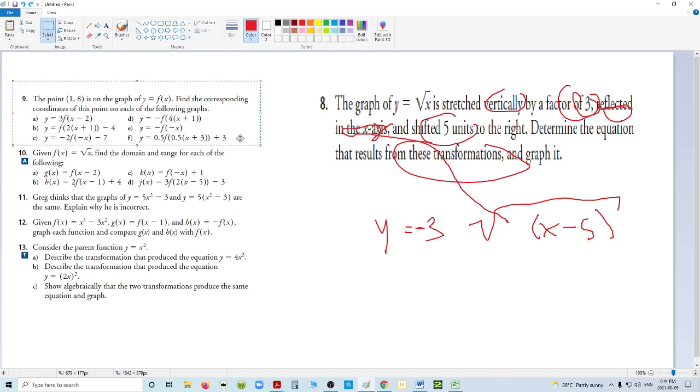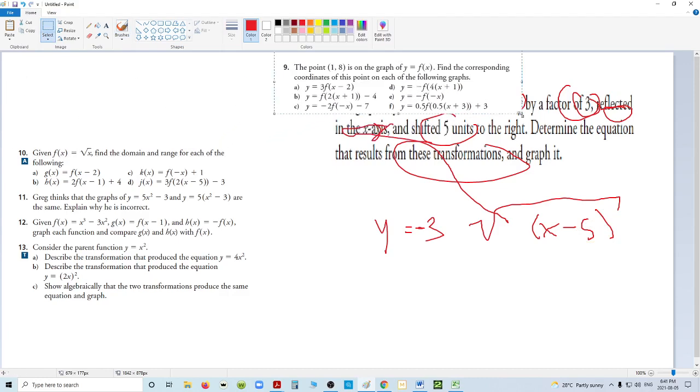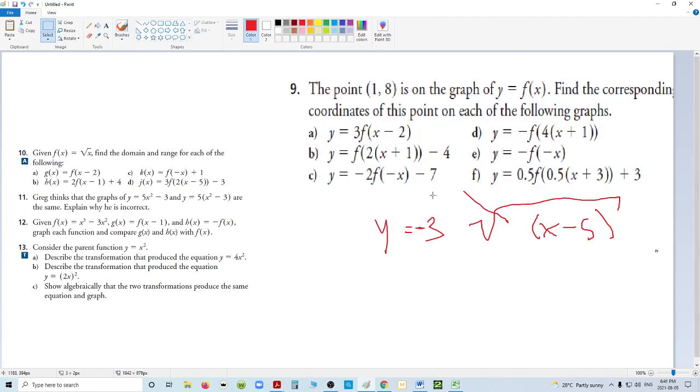Relatively easy. So they're asking you to practice this point transformation. It's pretty important because you're doing it a lot. And so you just got to figure out x's and y's. So here's the x's.